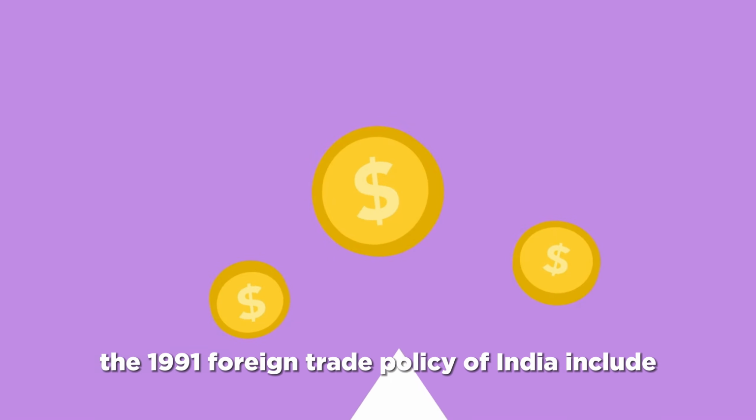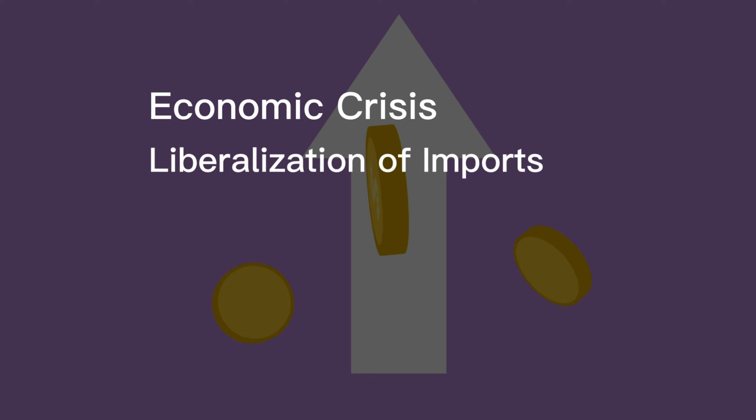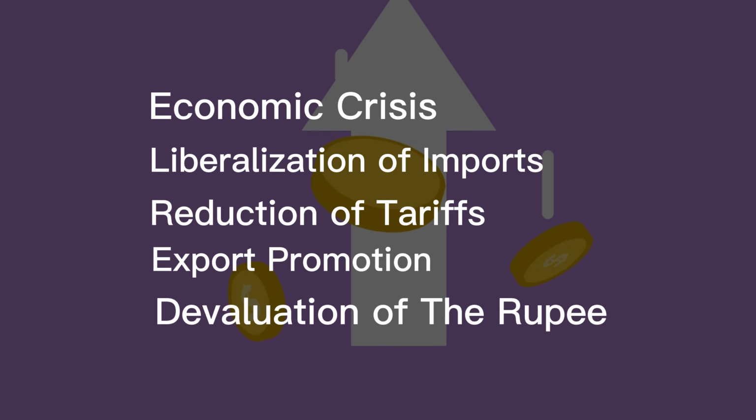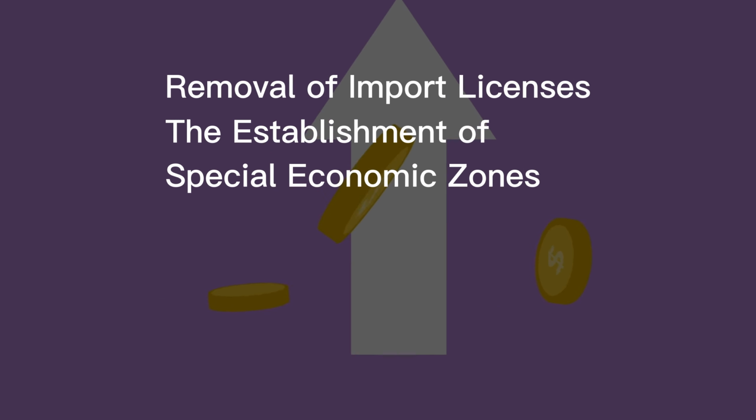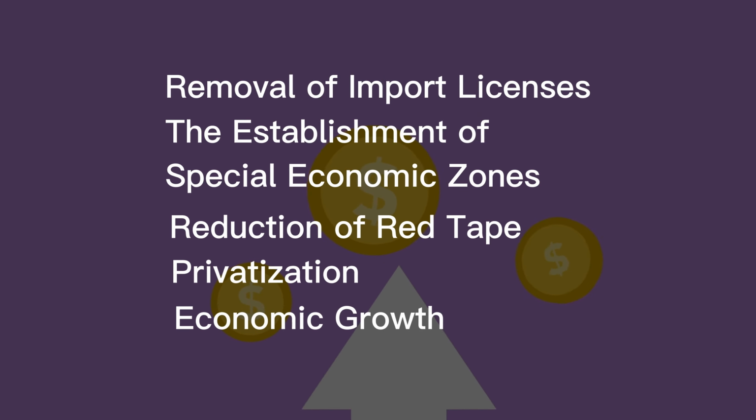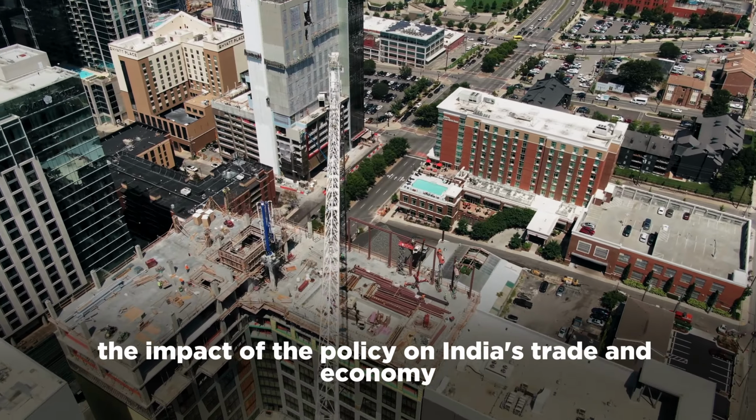The key facts of the 1991 foreign trade policy of India include the economic crisis, liberalization of imports, reduction of tariffs, export promotion, devaluation of the rupee, removal of import licenses, the establishment of special economic zones, reduction of red tape, privatization, and economic growth. It's important to understand these facts to appreciate the impact of the policy on India's trade and economy.